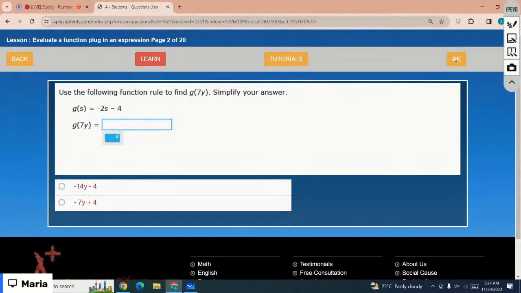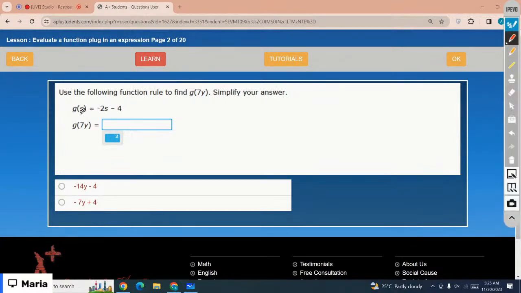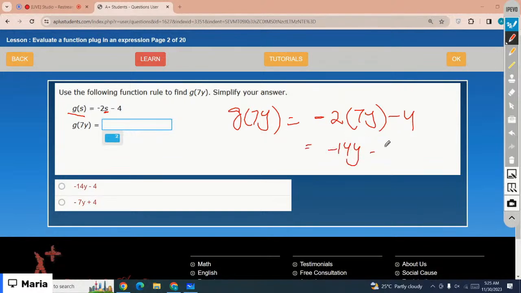Use the following function to find g of 7y. Now you have to replace the s with 7y, right? So just do g of 7y. That means you have to replace the s with 7y. So negative 2 times 7y minus 4. That equals negative 2 times 7 is negative 14y, and negative 4, right? So the correct option is negative 14y minus 4. Option number 1 is the correct option, right?